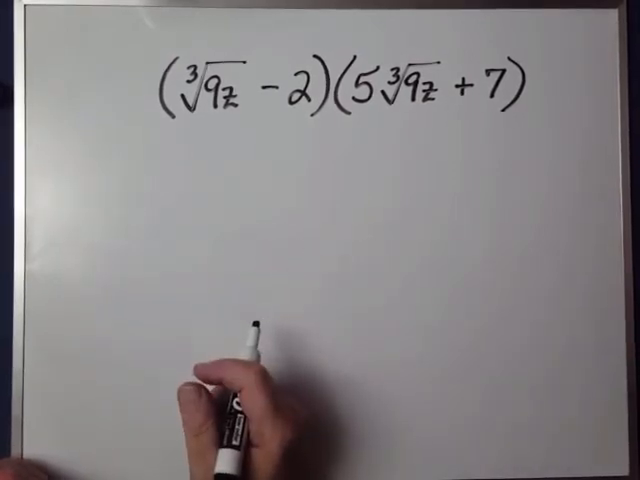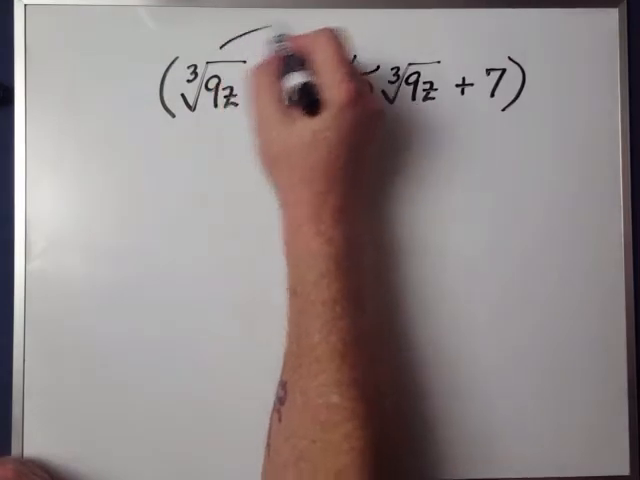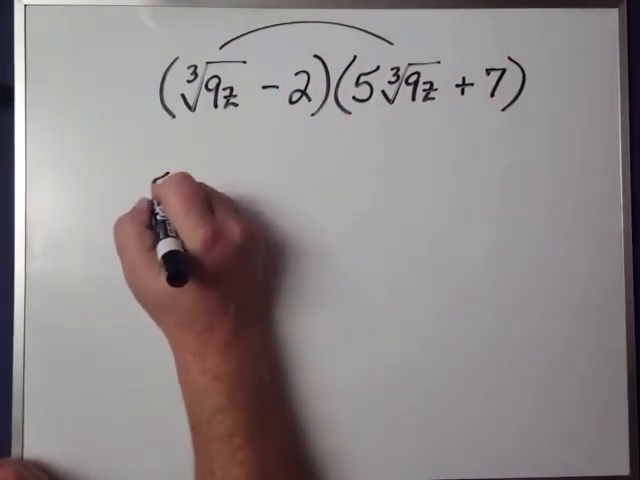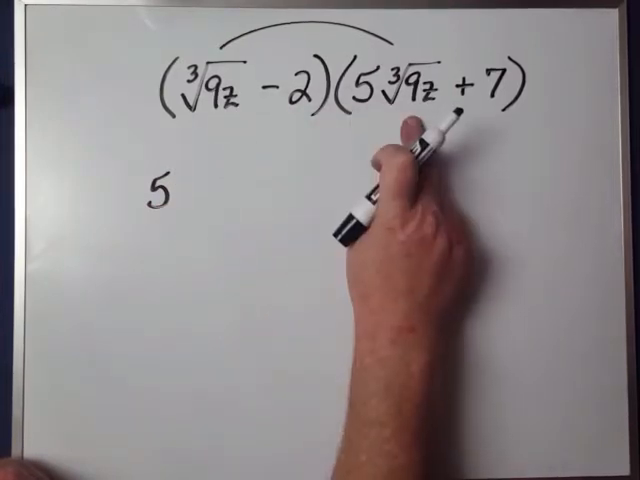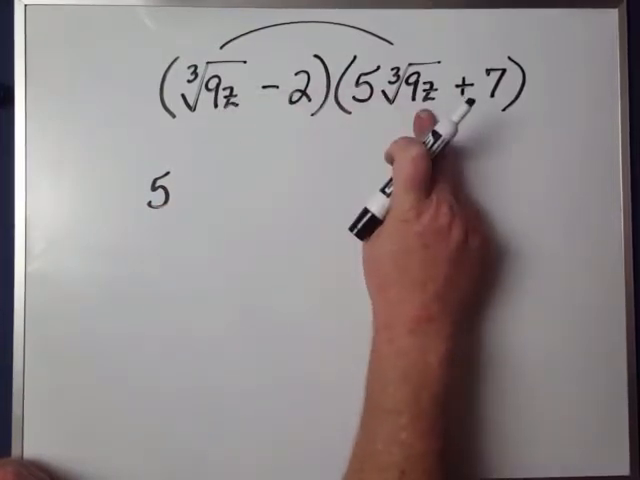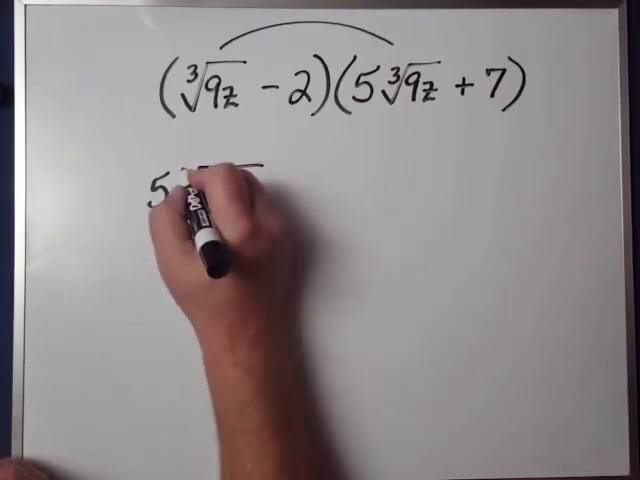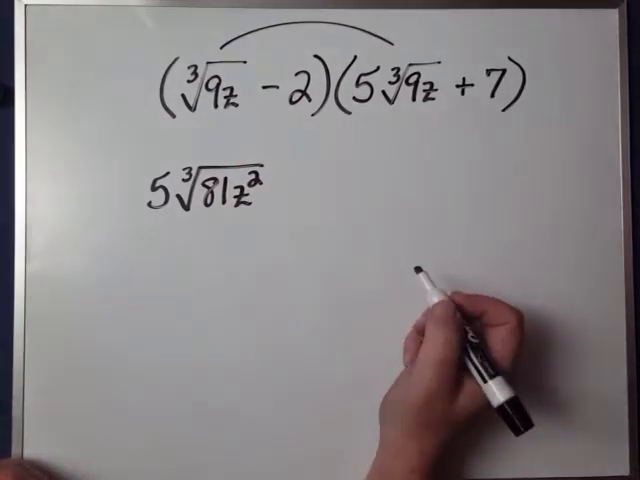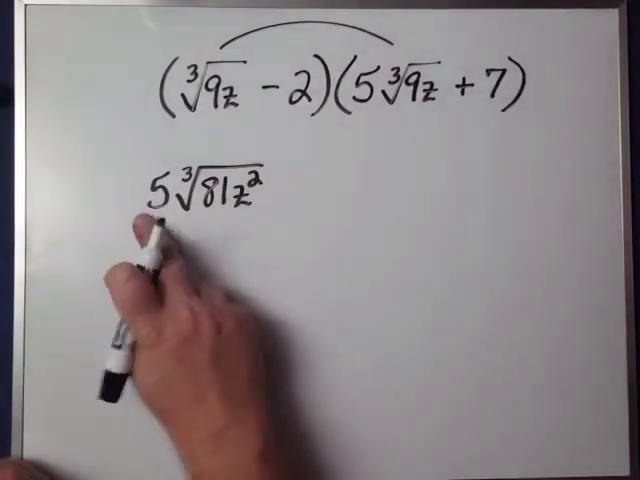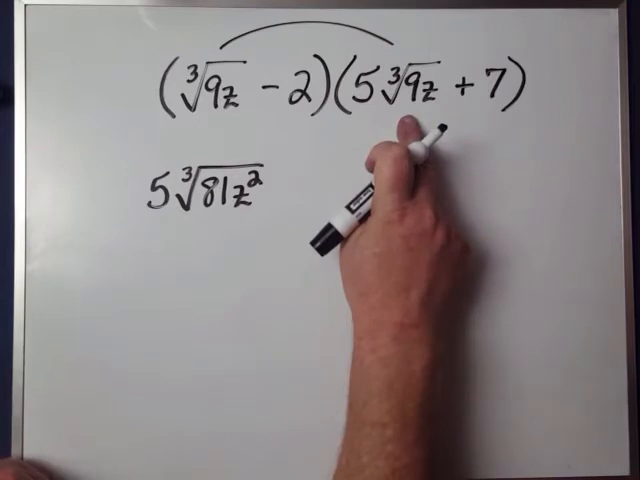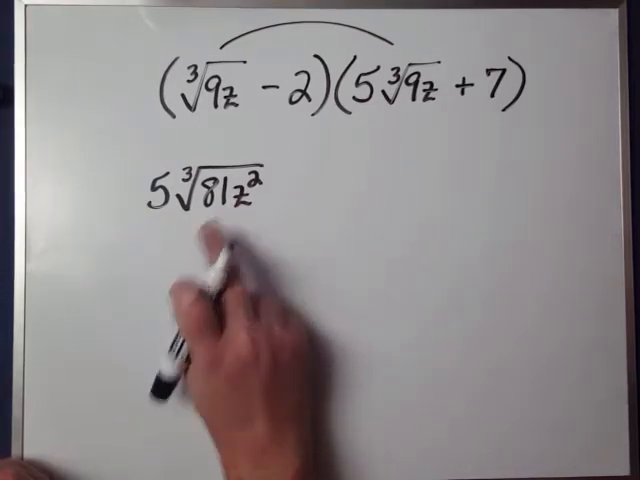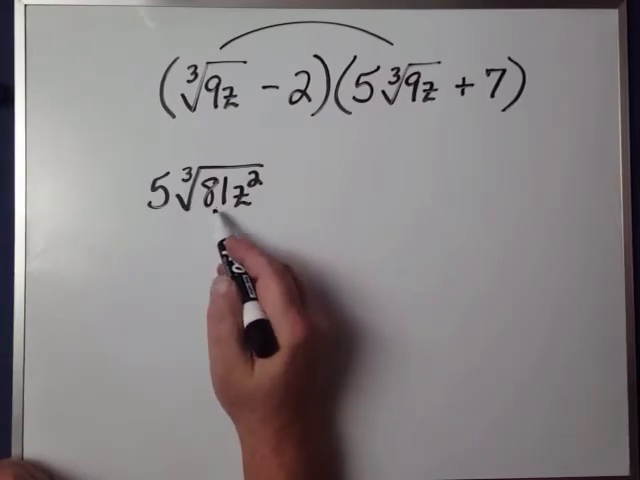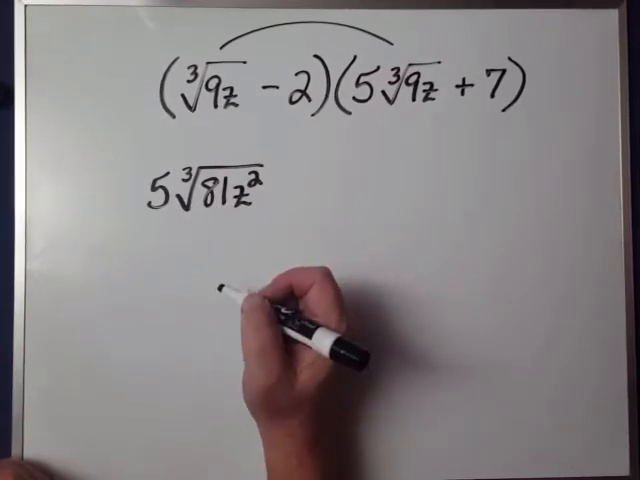And again, we have a FOIL problem. Product of the first. 5's an outsider, so we've got 5, and then my cube roots, 9z times 9z. Cube root of 81z squared. 5 was the only outsider. The 9z's are both inside the radical. And so we multiply those using our product rule for radicals to get cube root of 81z squared.